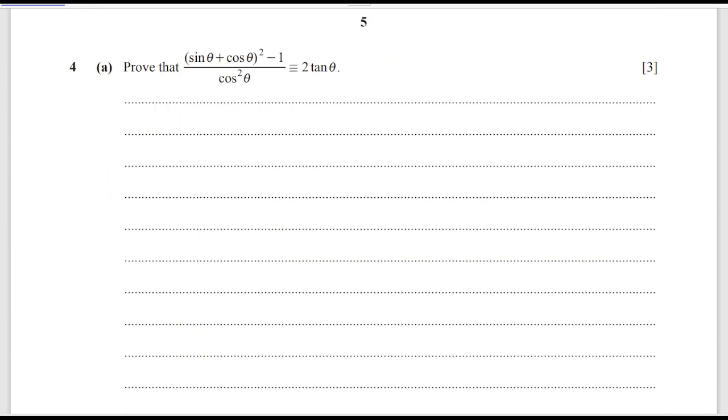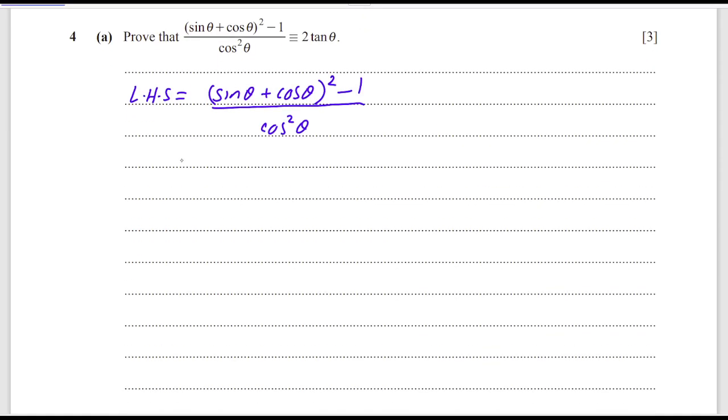Next, question number 4. This question is from trigonometric identities, part A. We have to prove that this identity is true. Taking the left hand side equal to sine theta plus cos theta whole square minus 1, divided by cos square theta. Apply the complete square identity, a plus b whole square. So applying it, this expression is sine square theta plus 2 sine theta cos theta plus cos square theta minus 1, divided by cos square theta.